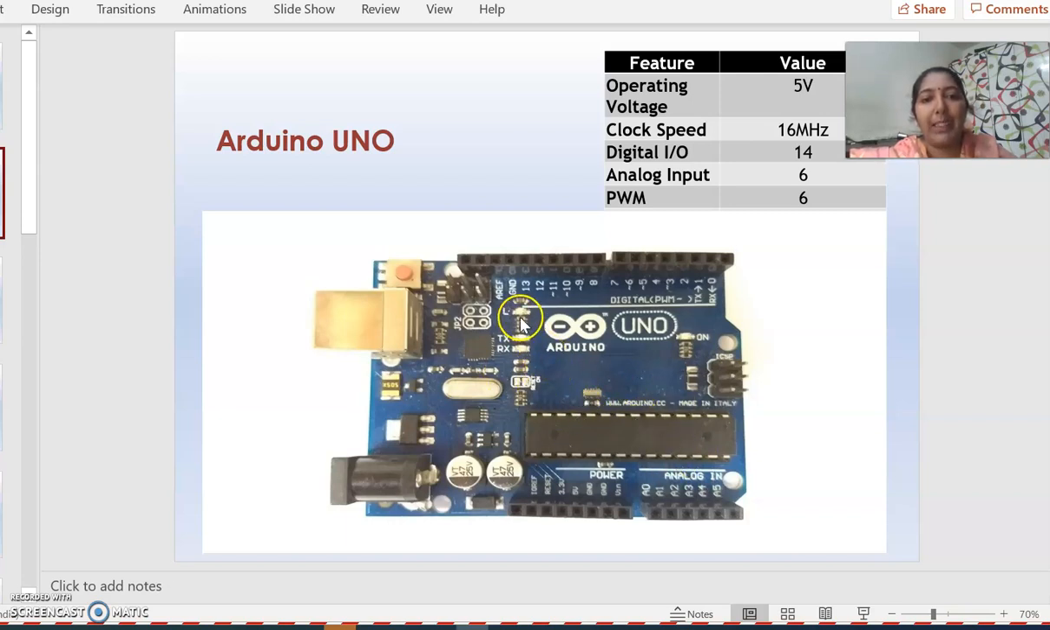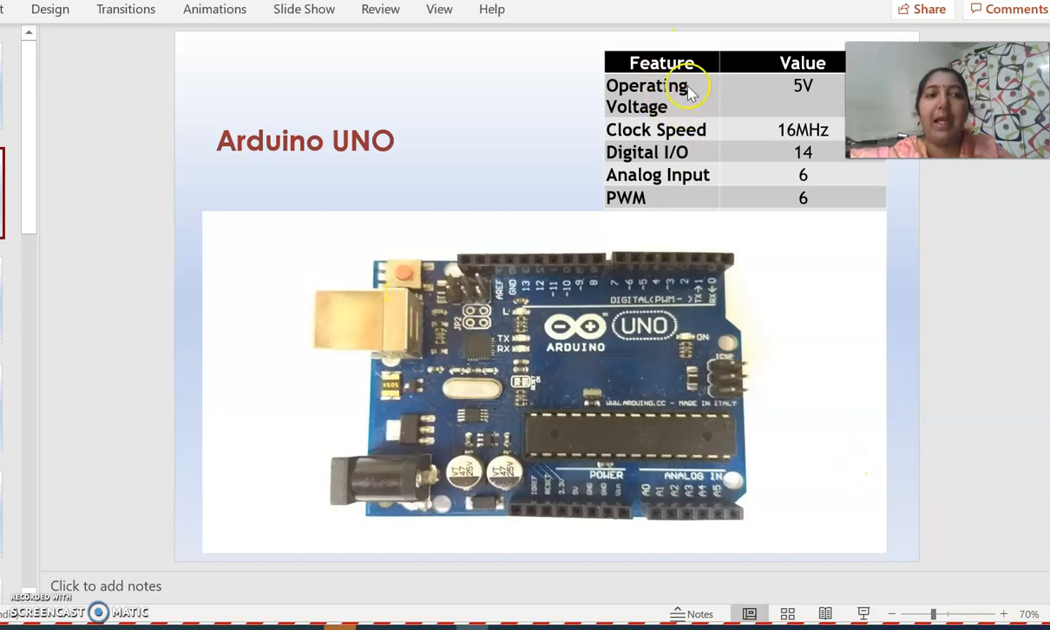And one more LED is this one, which is internally connected to this 13th digital pin. So this is the internal LED which comes along with this Arduino Uno board. So these are the main and important components presented in this Arduino board.